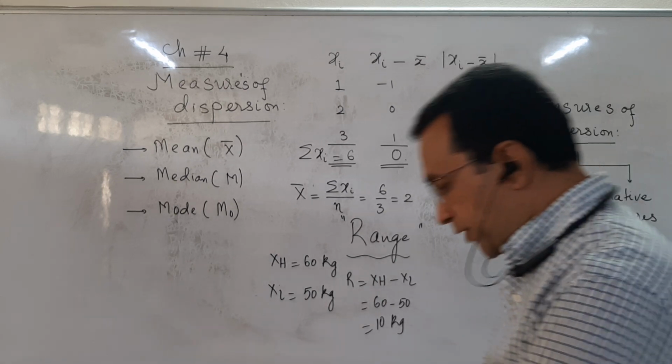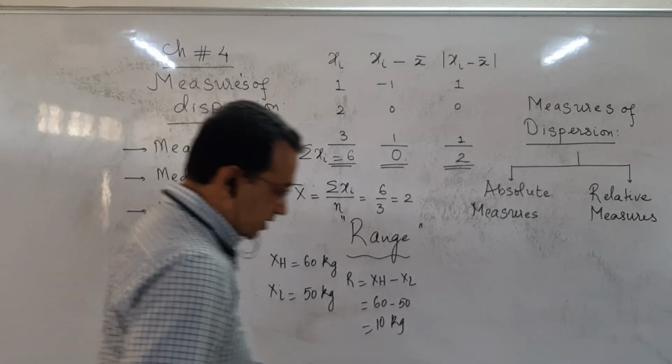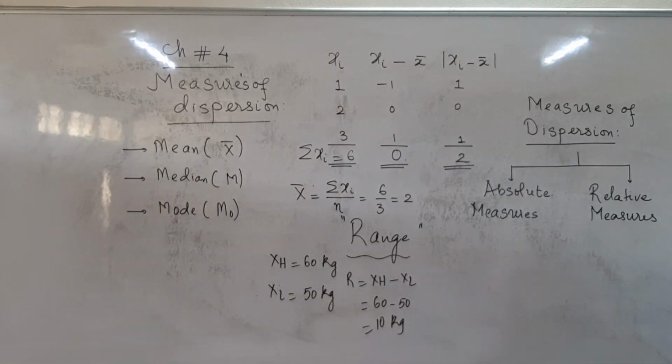I have taken an example of range. Observations are given in kilogram and range also, I have written in kilogram. So the unit of observation and the unit of range are the same. Therefore range is called an absolute measure of dispersion. So what is the definition of an absolute measure of dispersion? A measure of dispersion which is expressed in the same unit as that of given observations is called an absolute measure of dispersion. Then what is a relative measure of dispersion?